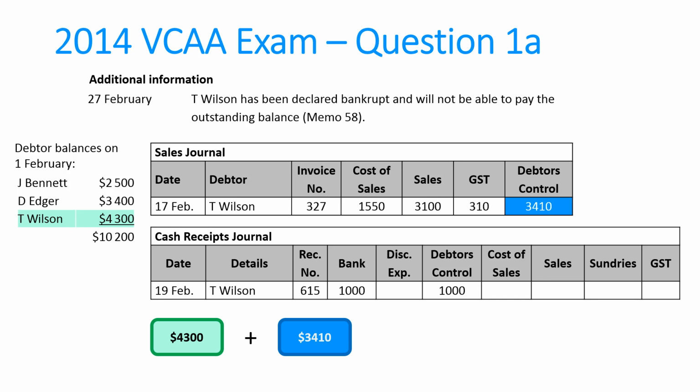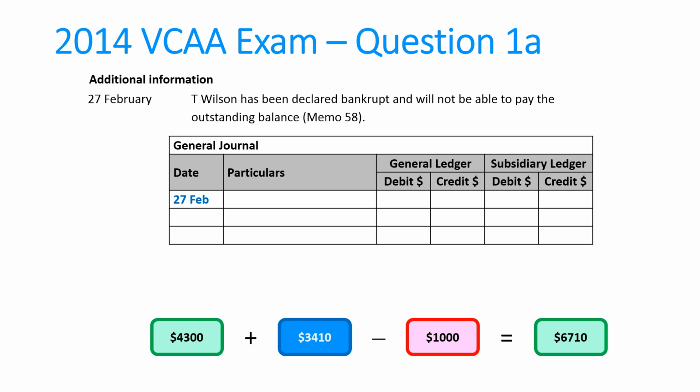There was then a purchase on the 17th of February on credit, so that increased their account. They paid back $1,000, didn't get a discount, so that decreased it by $1,000. So by the end of the month, when they went broke, they owed us $6,710, and we'll record a bad debt for that amount. So we'll use the actual date in the journal, 27th of Feb. We'll do the bad debt of $6,710. We'll decrease debtors control, and we'll decrease the subsidiary account for T.